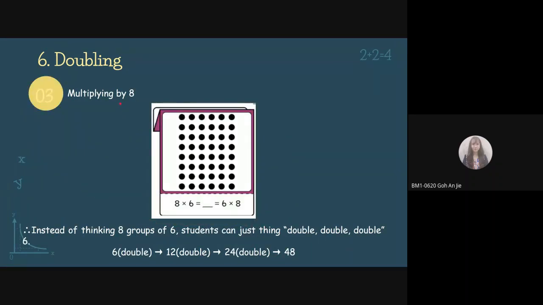The third one is multiplying by 8. Instead of thinking 8 groups of 6, students can just think about doubling 6. So it's the same. 6 doubled becomes 12, 12 doubled becomes 24, and 24 doubled becomes 48. Next.